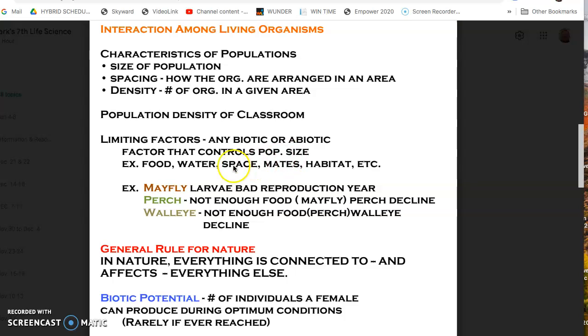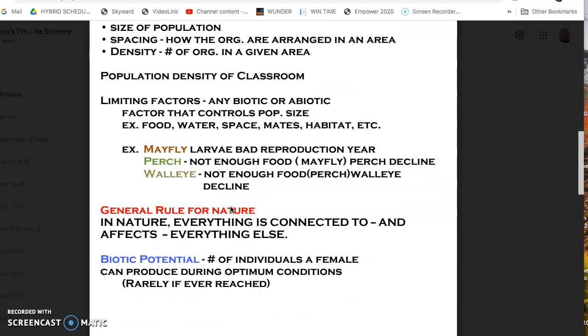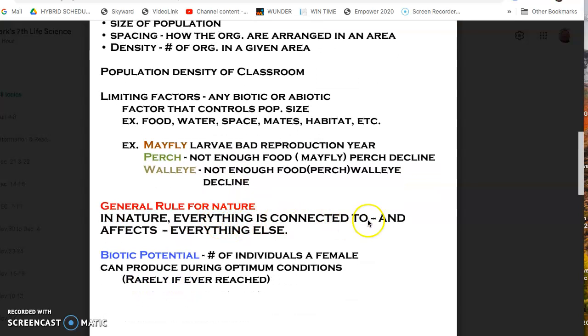Okay, so some other examples. Perch. If you have not enough food, mayflies, the perch will decline. The mayfly larvae have a bad reproduction year. They don't produce as much, and so if the mayfly have a bad hatch, perch don't have enough food, and then the walleye don't have enough food. So it's all interrelated. These are limiting factors. And so the general rule is in nature, everything is connected to and affects everything else.